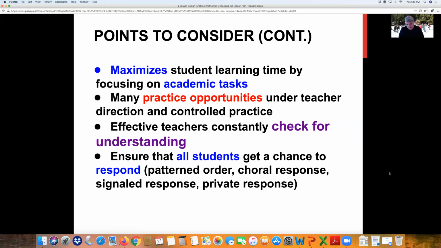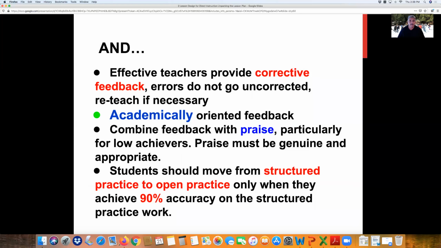Effective teachers constantly check for understanding, and they ensure that all students get a chance to respond, either with the wheel decide, popsicle sticks, patterned order, choral responses, or signal responses. You want to make sure you hear from all the students. Also, it gives you a chance to provide corrective feedback. If kids learn things incorrectly, you might have to reteach it. So it's better to give them corrective feedback when the errors are happening.